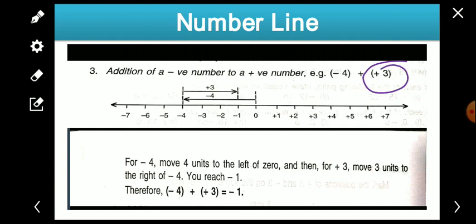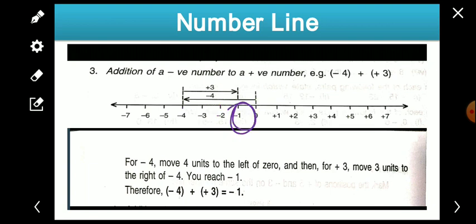3 we have to add, so 3 units we will move. So we are here at minus 4, then 3 units will move. So after minus 4, here 1 unit, 2 unit, 3 unit. So 3 units we have now moved, then we have reached at minus 1. Where have we reached? At minus 1.